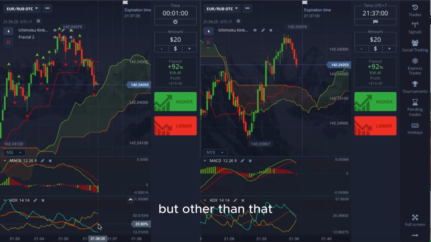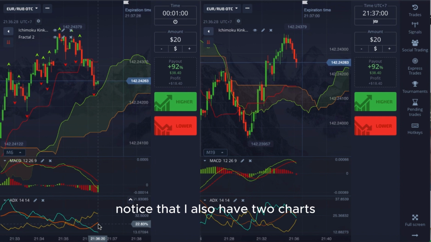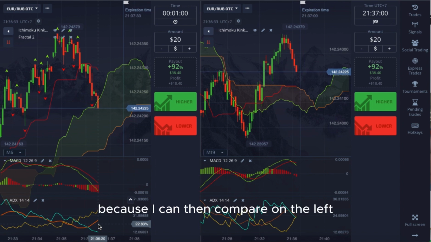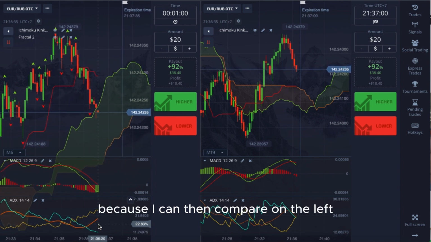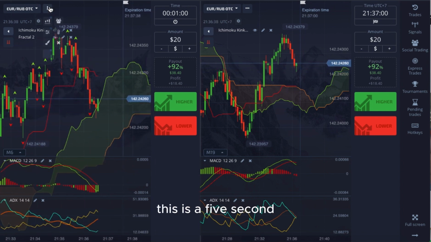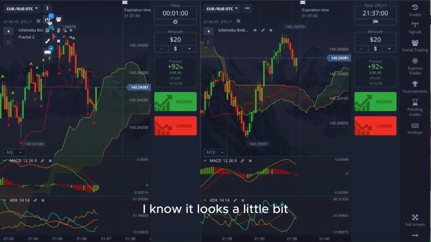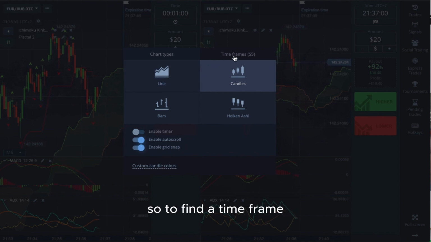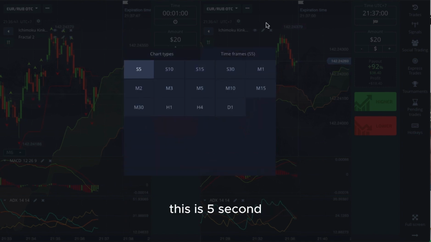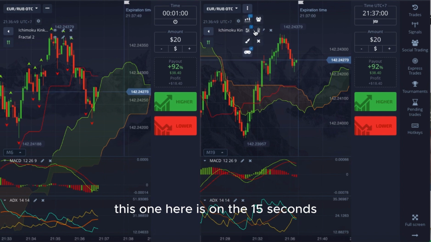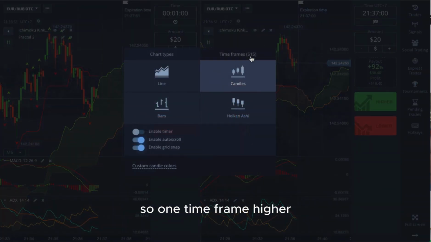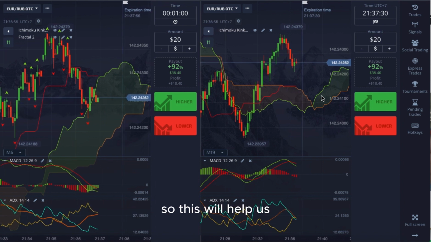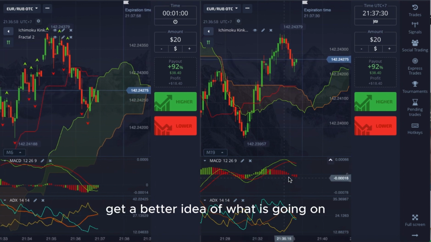Other than that, notice that I also have two charts on the screen right now. Why? Because I can then compare. On the left, this is a 5 second chart. I can see the time frame over here. It looks like a slightly different layout, so to find the time frame you have to click here. This is 5 second, and this one on this side is on the 15 second, so one time frame higher. Yes, we are doing the MTF, multi-time frame. This will help us get a better idea of what is going on.